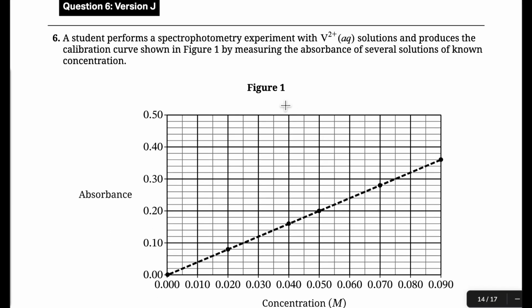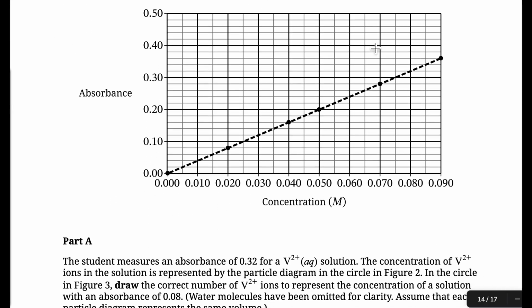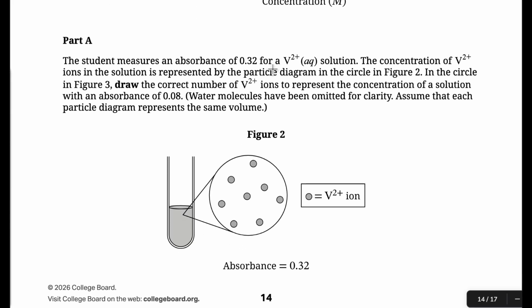6 says a student performs a spectroscopy experiment with V2 plus ions. Part A says the absorbance is 0.32 for the solution, then the absorbance is represented by the particle diagram in figure 2. And then in figure 3, draw if the absorbance is 0.08.